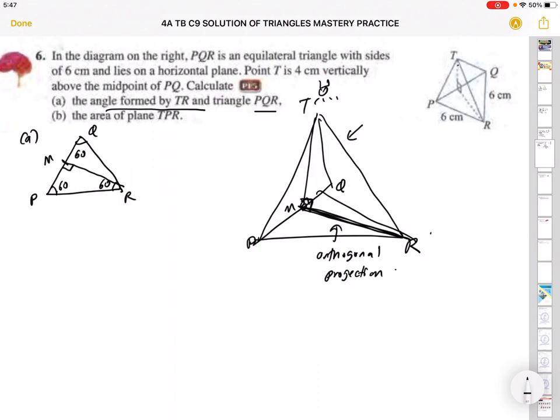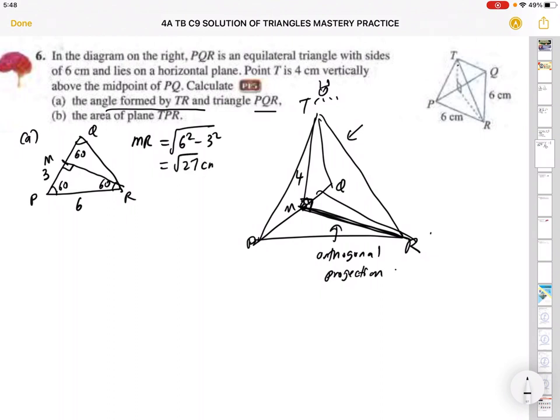So I need to find the length of MR, then find the angle between TR and MR, and T is 4 cm vertically above M. So let's start by finding MR. Now I'm going to rub this off later. So MR, you can use Pythagoras' theorem or even SOHCAHTOA. We know that M is a midpoint, so this is 3. The whole thing is equilateral, so half of 6 is 3. We take the square root of 6 squared minus 3 squared. This is square root of 27.